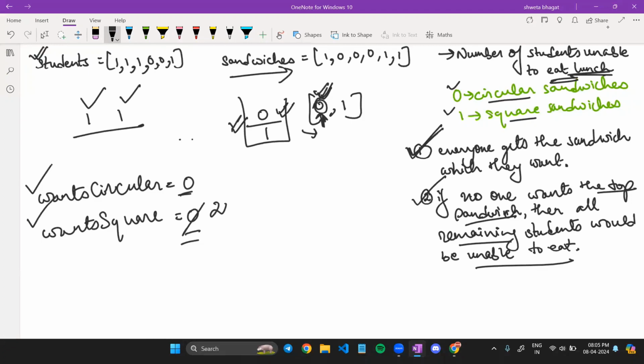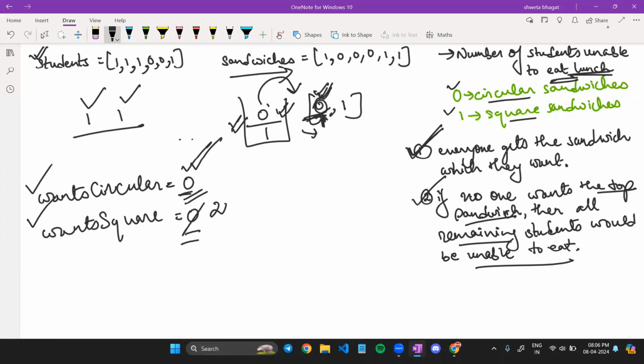Now we will check whether there exists a child who wants a circular sandwich. We can see that the count of children who want a circular sandwich is 0. So what does it mean? It means that none of the children want a circular sandwich. So if no child wants a circular sandwich, we won't be able to take it out of the stack. And since we won't be able to take it out of the stack, it means that all the students won't be able to eat anything.